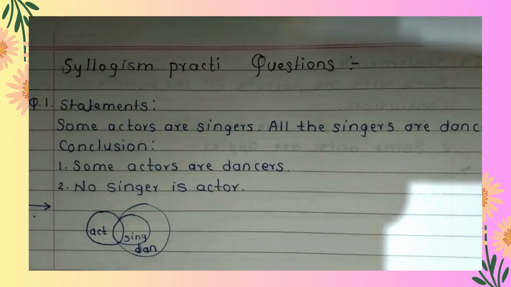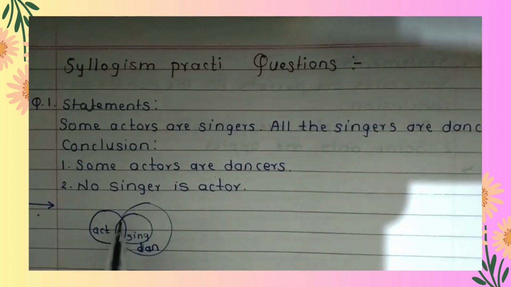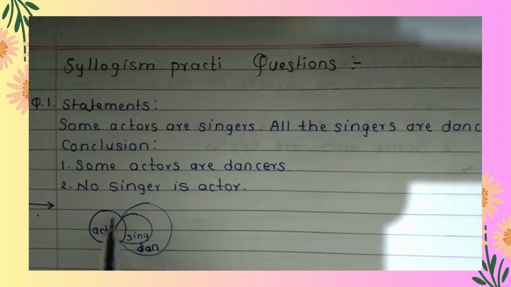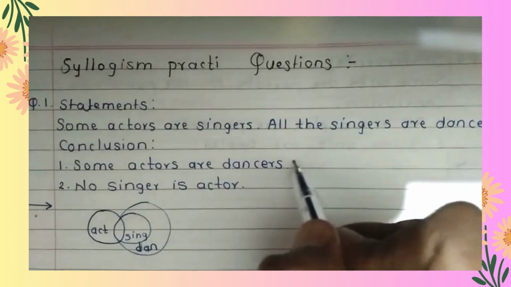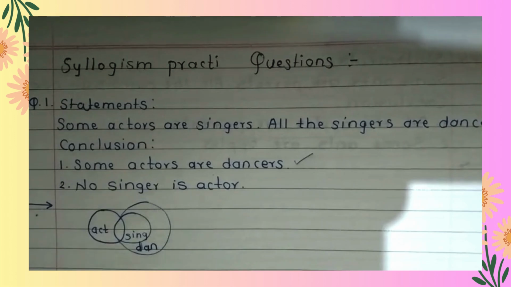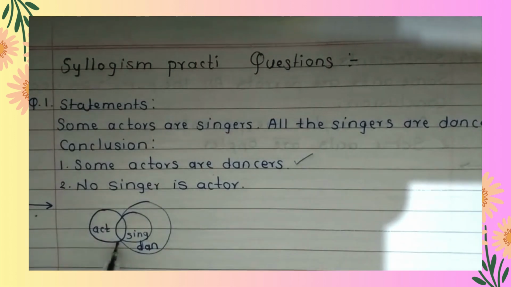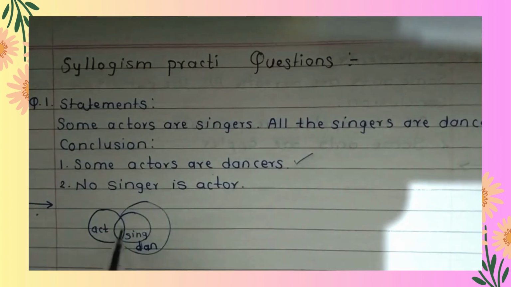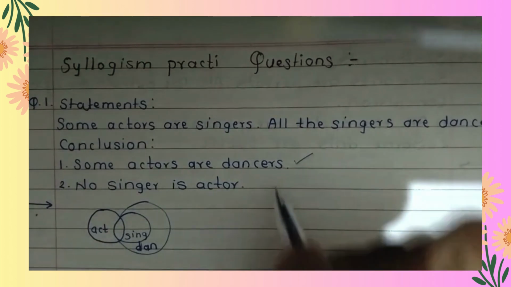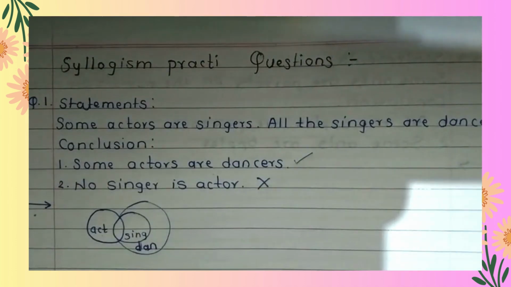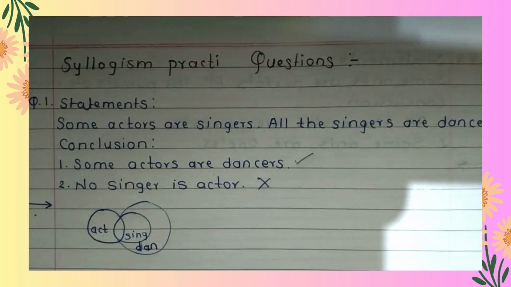Some actors are dancers. Some actors are included in the dancer circle, so yes, some actors are dancers. No singer is actor. This is false, because some singers are actors, right? So that's why this is false. In this way we can find which conclusion follows. So here, some actors are dancers, so only the first conclusion follows.